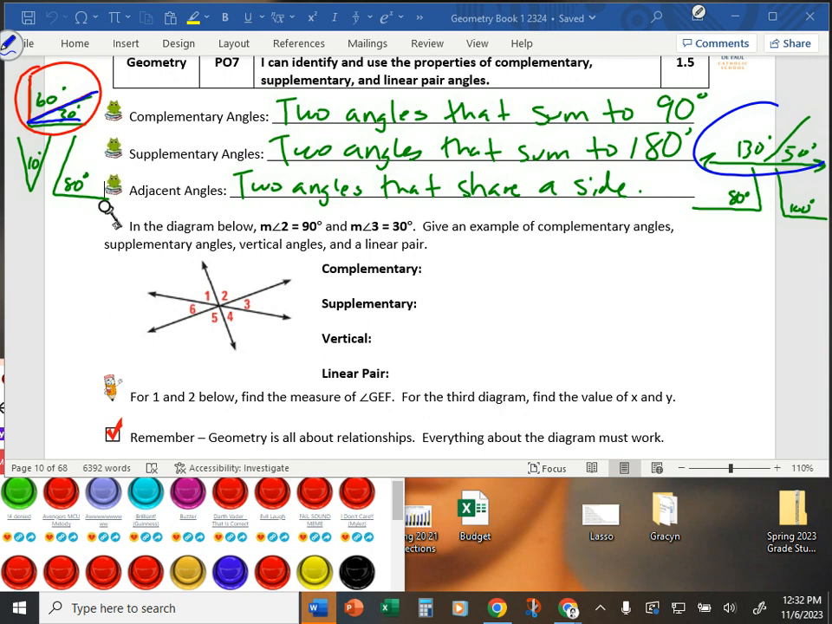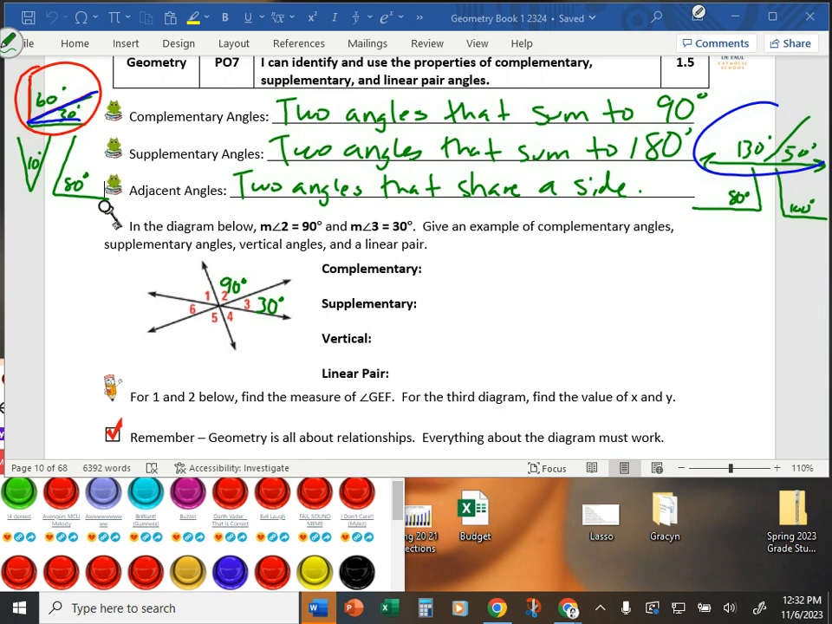So, in the diagram below, the measure of angle 2 is 90 degrees. Write that in there. And the measure of angle 3 is 30 degrees. Give an example of complementary angles, supplementary angles, vertical angles, and a linear pair. Raise your hand. What would a pair of complementary angles be? Corbin. 3 and 4. Why would 3 and 4 be complementary? Because they add to 90. How do you know that the measure of angle 4 is 60? Because measure of angle 2 is 90 and 3 and 4 make it.